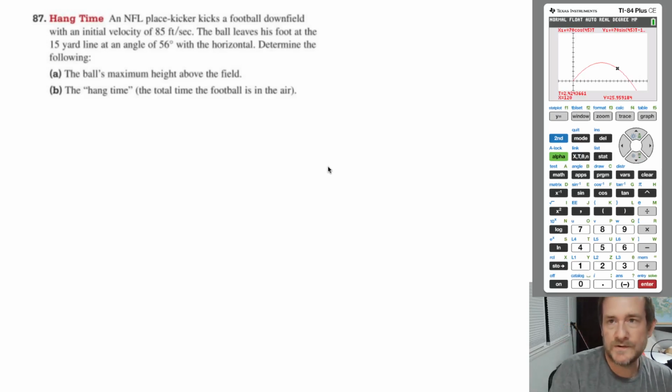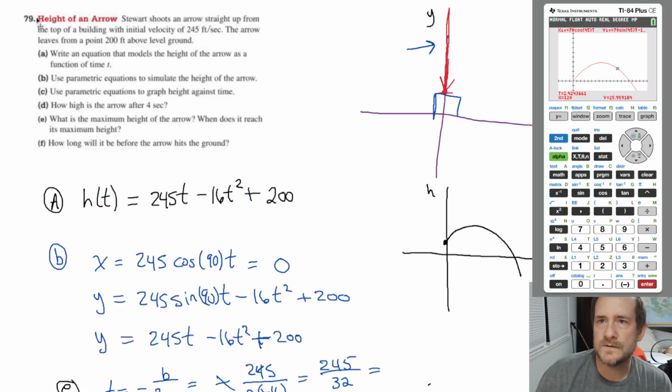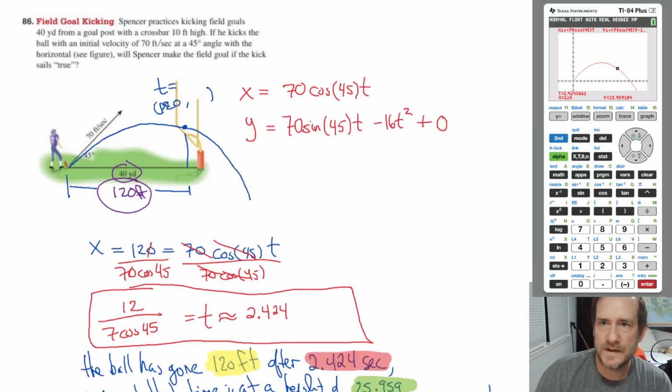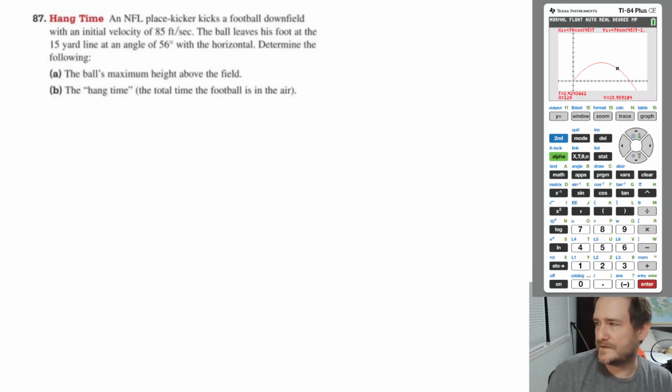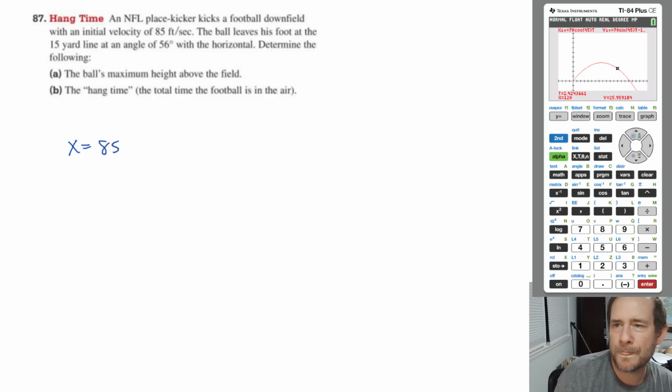Okay, so number 87 is the exact same as 79. In 79 we had to find the maximum height and the hang time, so it's the same. I'll do it again anyway, just in case. You're going to write your parametric equations, so 85 cosine 56 t.